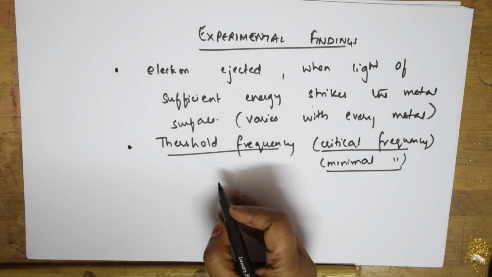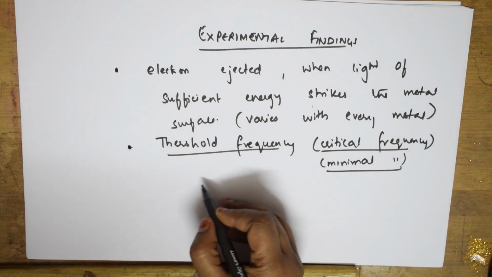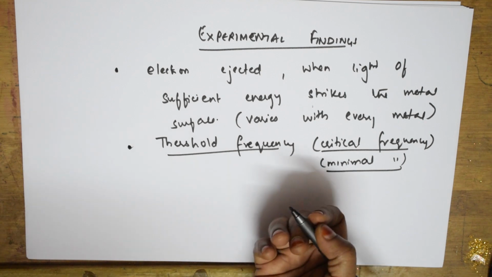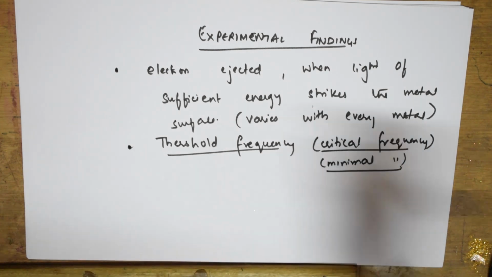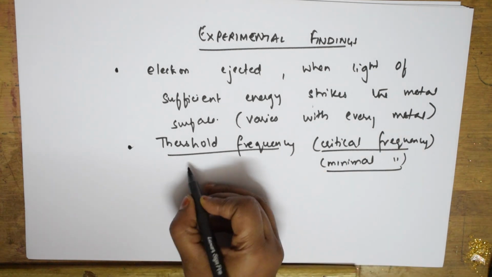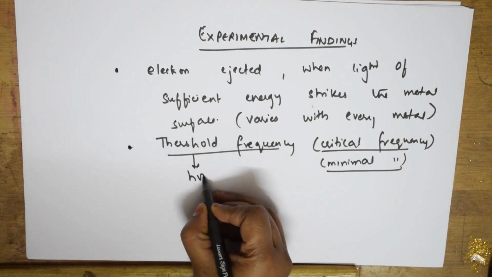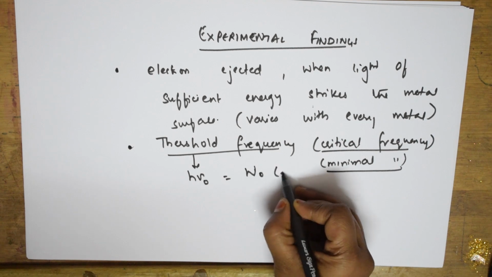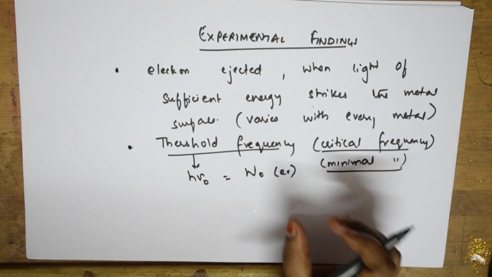That threshold frequency, or the minimum frequency which is required, we also call the work function. Let us write that as h nu naught. This is denoted by h nu naught, which is also denoted by W naught, and is measured in electron volts. So this is the minimum frequency.